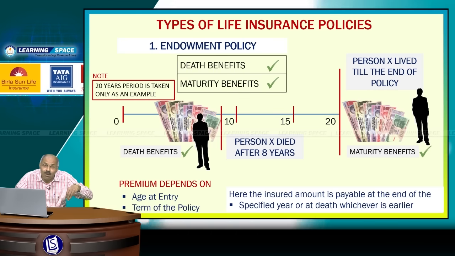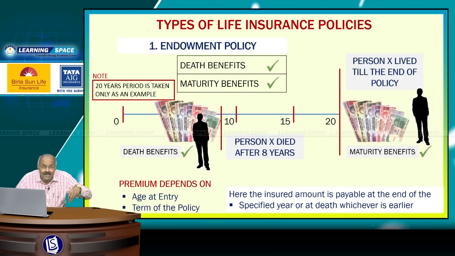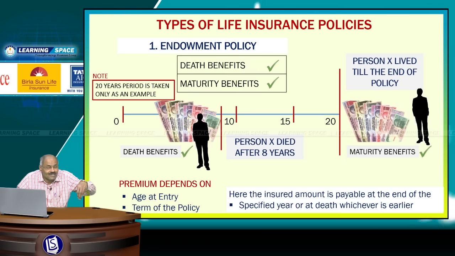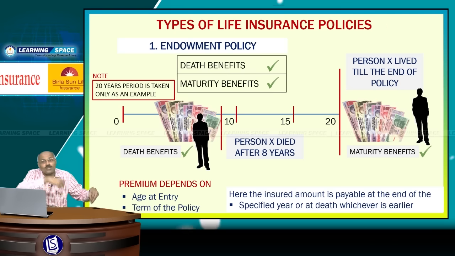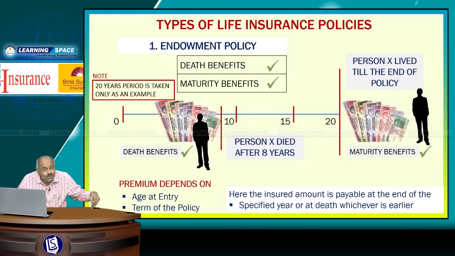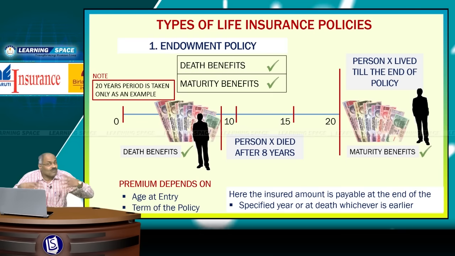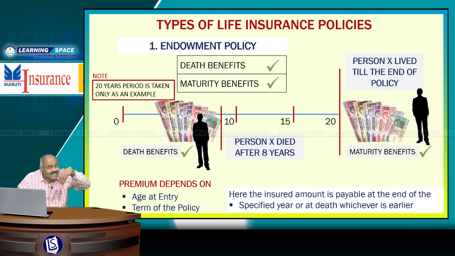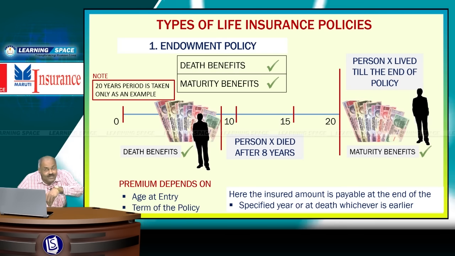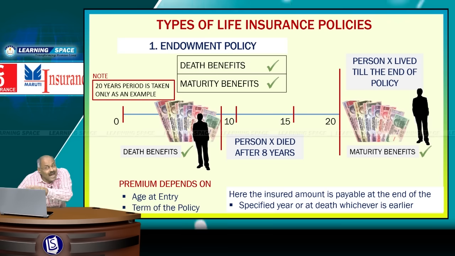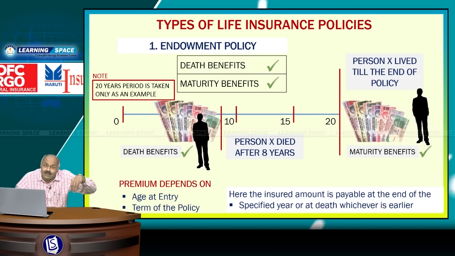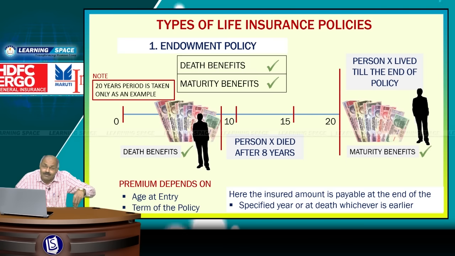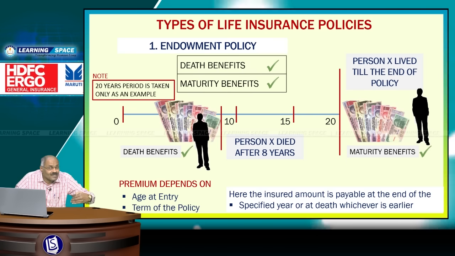the nominee, or you can say loosely called beneficiary, will get these death benefits. Whatever the sum assured, there was an understanding before giving the policy by the insurer to the insured, what is the sum assured, and if it is 5 lakhs, that 5 lakhs will be paid after the death of the person, after the death of the insured. That means if X dies after 8 years, the nominee will get death benefits immediately, right? So this is a death benefit.